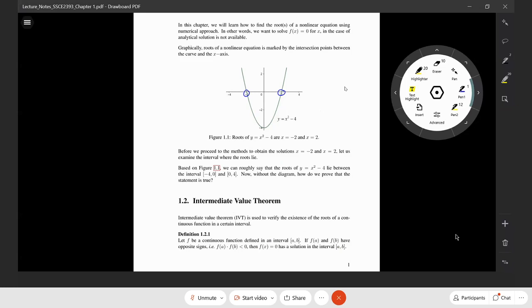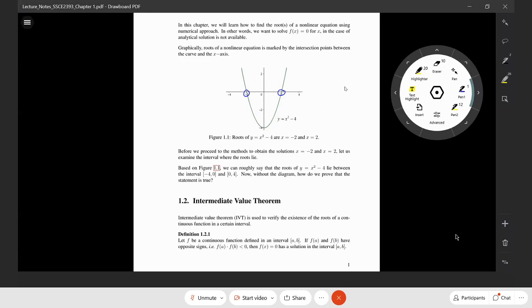So how do we prove that statement? This is where we use the IVT, the intermediate value theorem. Basically, we use the IVT to prove the existence of the root. So you can imagine like this: you have the nonlinear equation, and you don't know yet what the roots are.